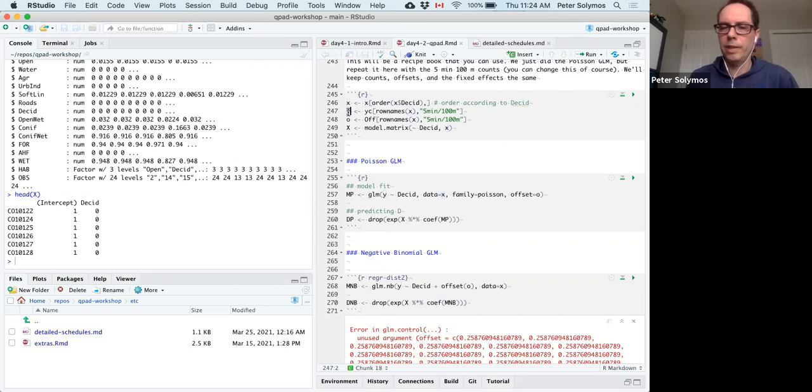So you really need to be careful with scoping if you, like me, tend to call everything X and Y and Z, that it might be present in your data frame. And in that case, GLM is going to use that. So then we specify family as Poisson, which also implies that we are using a log link function, and offset equals O.